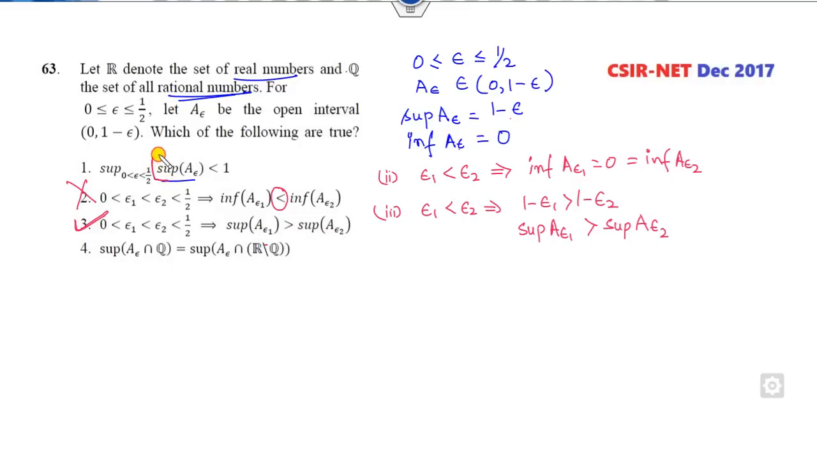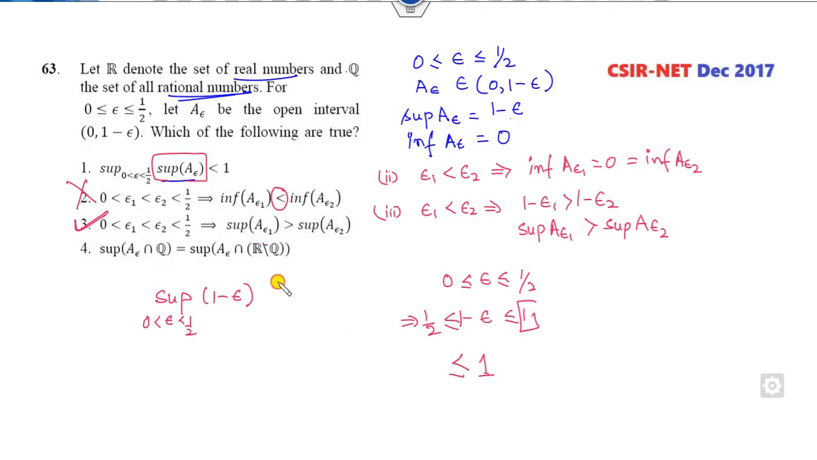Look at this, the supremum of A epsilon, which is 1 minus epsilon here. So I have to verify this. What is that? Is it less than 1? So we can see epsilon lies between here. I can take 1 minus epsilon. Fine. So what will be the supremum of this? The supremum will be less than or equal to 1. But he said strictly less than 1. This option is also cancelled out.